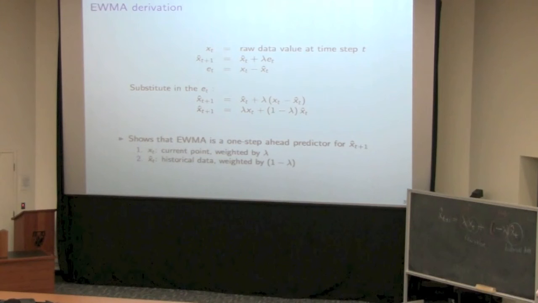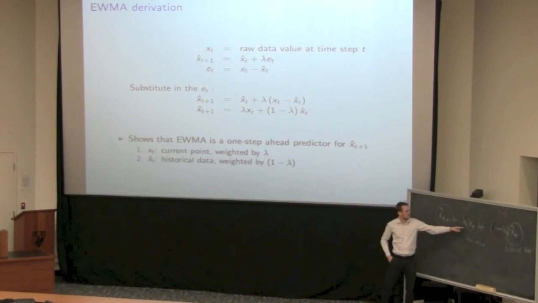So all your historical data are wrapped up in that x hat of t. All your memory of your process is wrapped up in that value. So lambda is telling you how much weight you're giving to your raw values. In this example, I'm giving 60% weight to my raw data, and 40% weight to my history. So if you make lambda closer and closer to 1, then you're giving less importance to your history.